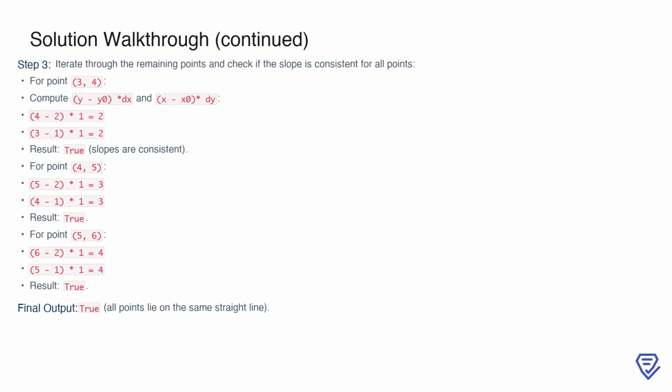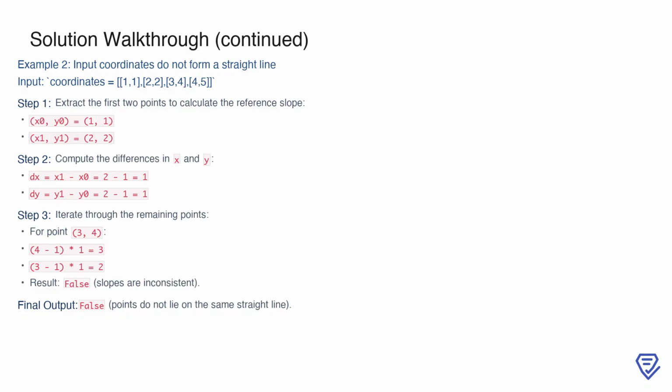a straight line. In another example, we check if the given points form a straight line. The input coordinates are 1, 1, 2, 2, 3, 4, and 4, 5. First, we calculate the slope using the initial 2 points, 1, 1, and 2, 2. Here, dx equals 2-1 equals 1 and dy equals 2-1 equals 1. This gives us the reference slope.